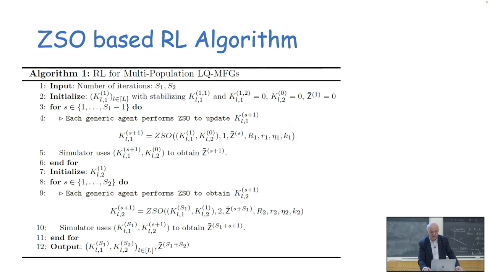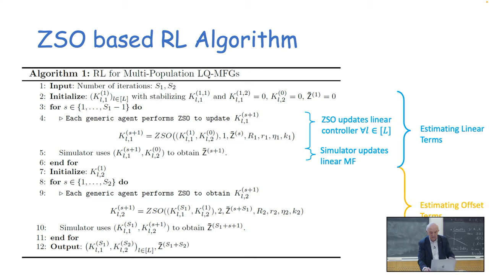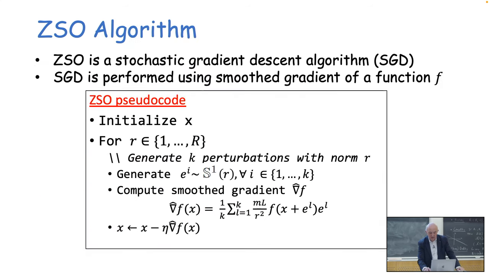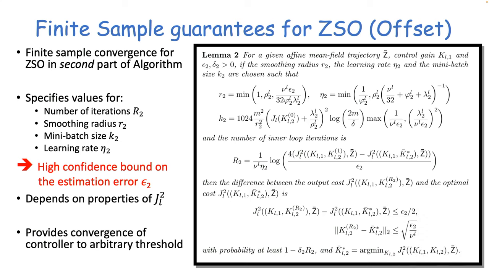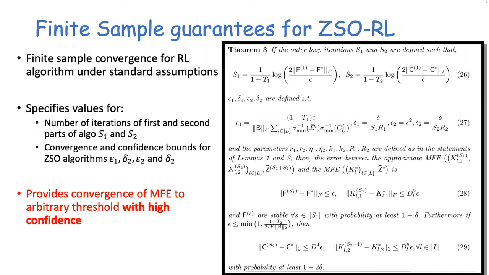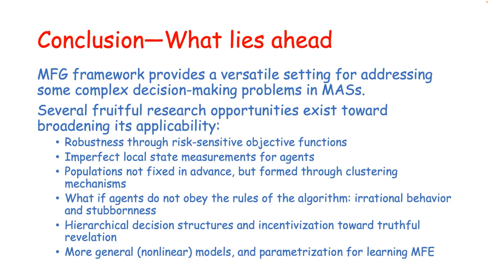Okay, so we have the sample complexity results and the zero order stochastic optimization, the error coming from there. You can see some finite sample guarantees for the offset term as well as for the main term. Fairly complicated, but they are all within reasonable limits. Okay, there is a numerical example, but I'm going to conclude.